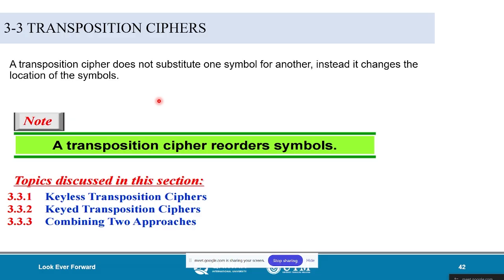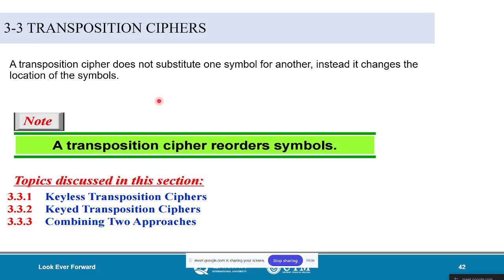Now we will talk about the transposition ciphers. We talked about the substitution ciphers. We said that in substitution we try to change the alphabet, for example A will become C. However, in a transposition cipher, we will not change it. We will just reorder it. We will change its place, for example if it is in position 1, we will put it in 5 or 2 or 3.